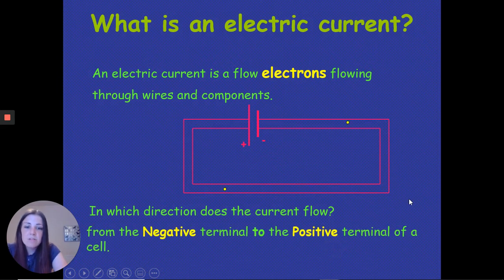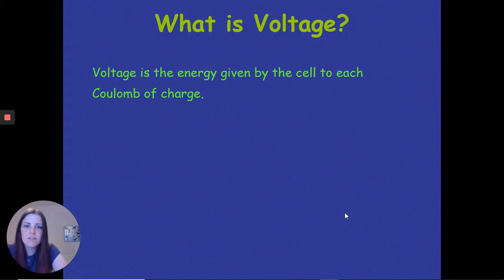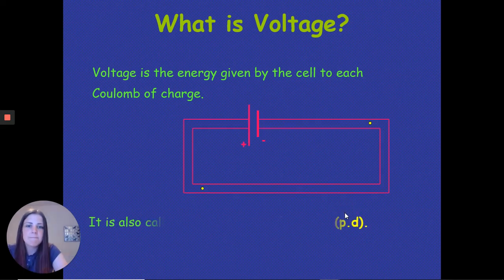Okay, but electrons are negatively charged. They are going to go from the negative terminal to the positive terminal. Okay, voltage. So our definition of voltage is the energy given by the cell to each coulomb of charge. So that's what's providing your push, that's what's providing your drive for the electrons, so for your current. So the bigger the voltage, the bigger the push, and the bigger the current's going to be. Okay, it's also called potential difference.